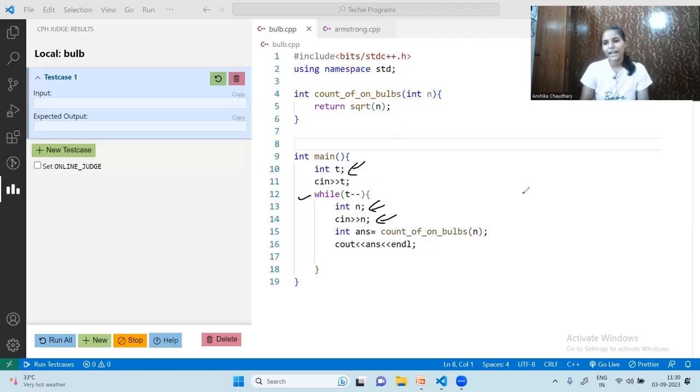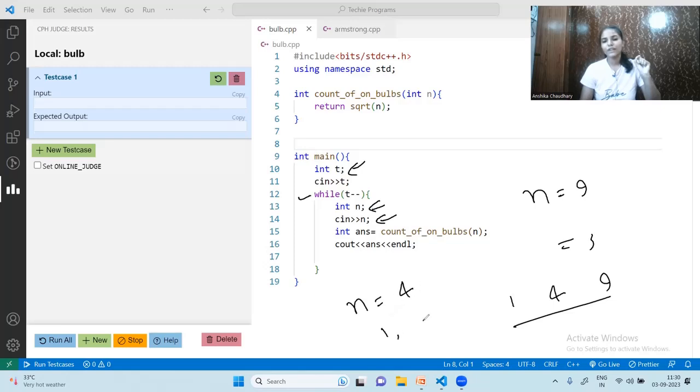That means if n equals 9, the square root is 3. For the count of 9 bulbs, only the 1st, 4th, and 9th bulbs will turn on. So the answer is 3. And if we give 4, then 1 and 4, so the answer will be 2 bulbs turned on at the very last stage. Okay, so let's run this code for 3 input outputs.